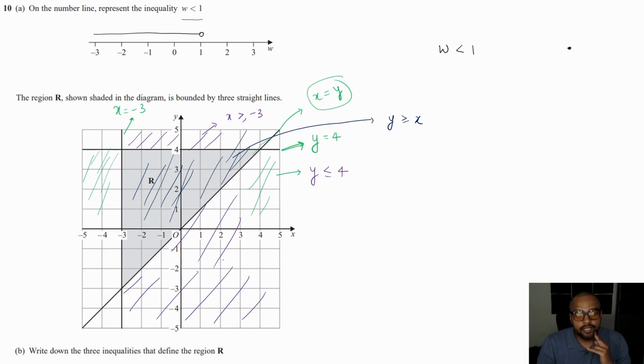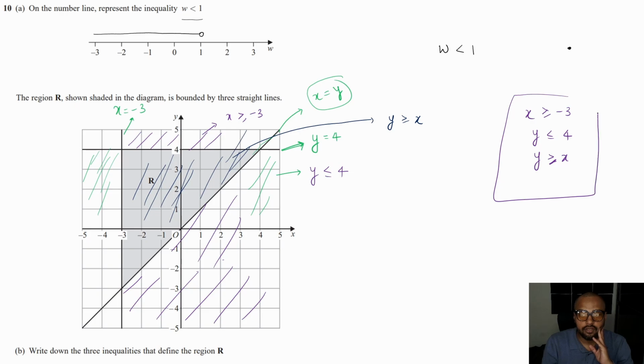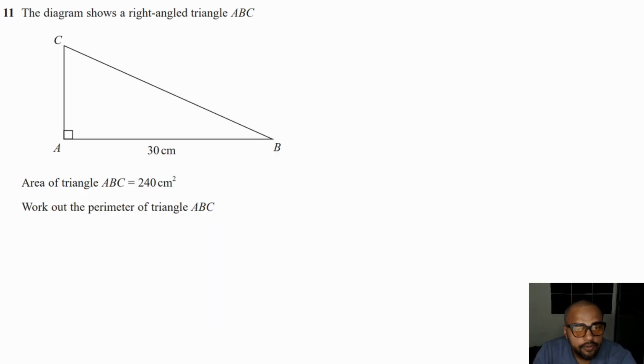So write down the 3 inequalities that define the region R. The final solution for this question will be, first, x is greater than or equal to -3. Second, y less than or equal to 4. Third, y greater than or equal to x. Okay, so this is the final solution of this question. Okay, let's move ahead.